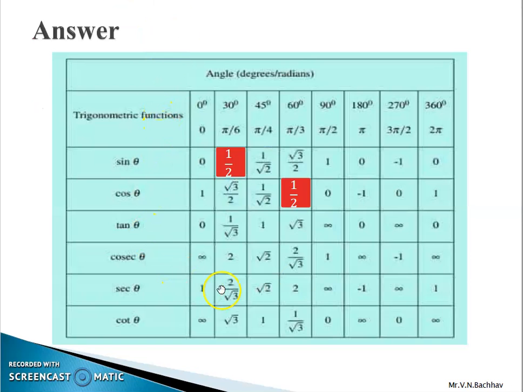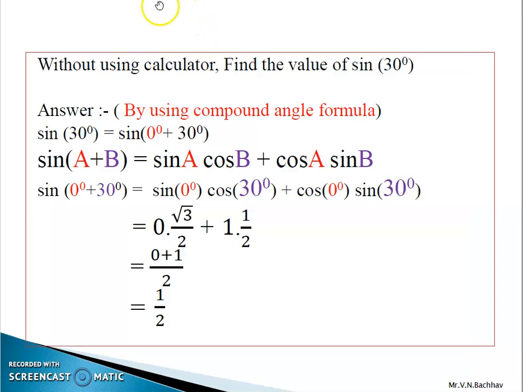Here we use the previous knowledge of the trigonometric functions and angles in degree and radian. Here sine 30 is 1 by 2 and cos 60 is 1 by 2. Now to see, by using the compound angle formula, try to simplify sine 30 degree.